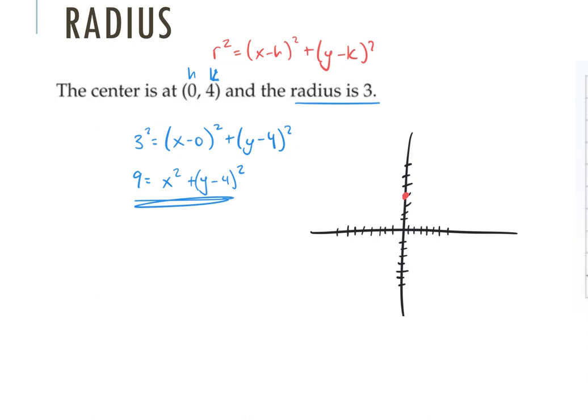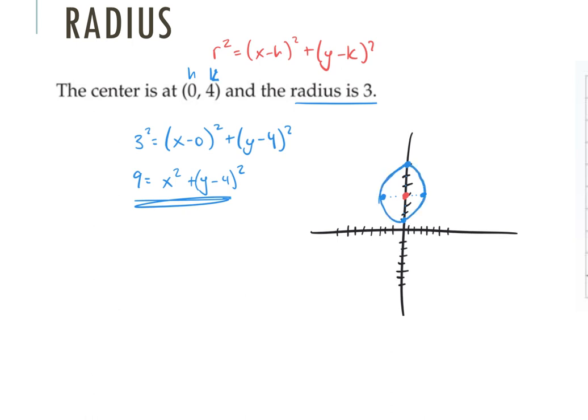So I'm going to start from the center. I'm going to go 3 up. So 1, 2, 3, there's my point. And I'm going to go 3 down. 1, 2, 3. Now left 3, or right 3. 1, 2, 3. 1, 2, 3. And then you can draw your circle.